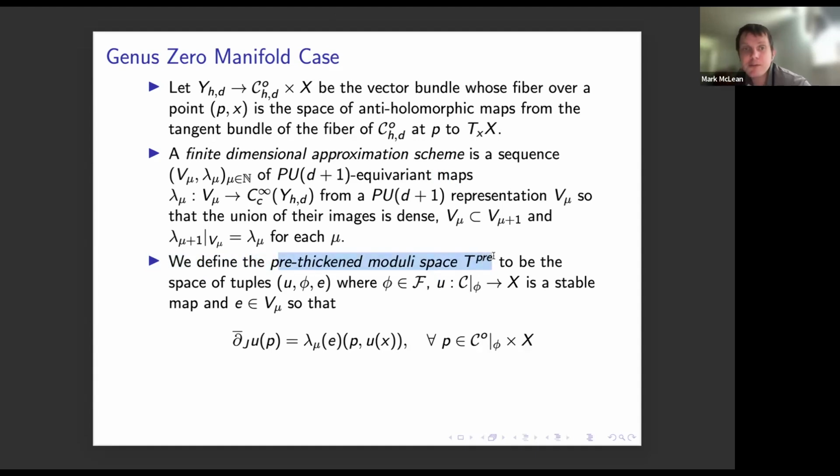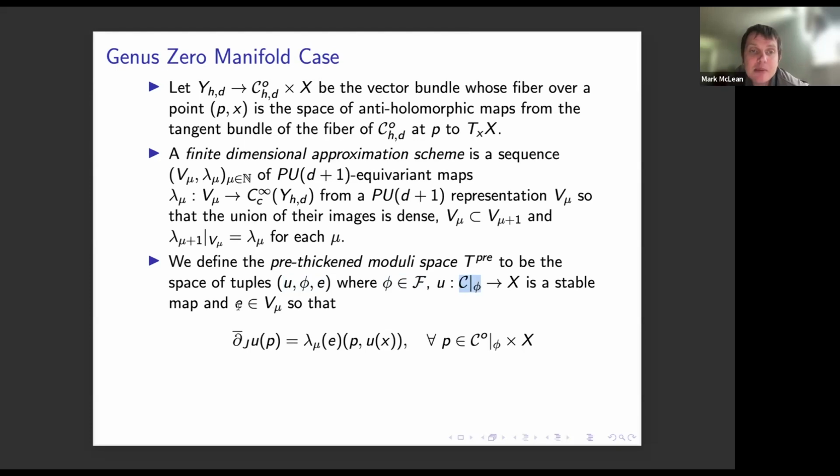So I'm going to define a moduli space called the pre-thickened moduli space, and it's the following thing. It's the space of tuples (u, phi, e). Phi is an element of my moduli space of curves mapping to CPD. And then u is a map from the corresponding curve at phi to X.